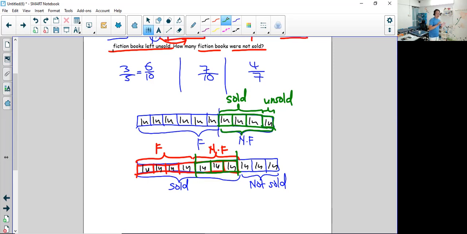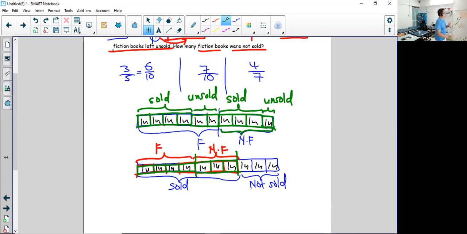Then how about the fiction? Now you look at the fiction books, you can see that there are 4 units of fiction books that were sold. So I look at the fiction books here, and you can see there are 4 units here, and I label sold. So you have 4 units of fiction books that were sold. So the other 2 units here must be the fiction books that were unsold. Now the model becomes super clear already.